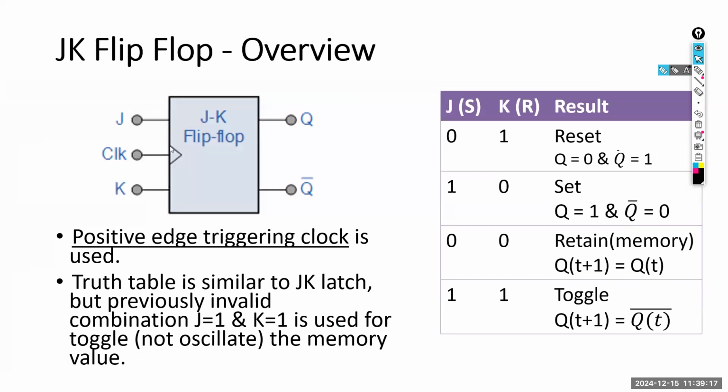So this is positive edge triggering. JK, Q and Q dash. This is JK flip-flop. Positive edge triggering JK flip-flop. Of course, the output is not going to change. But now 1-1 is toggling. It's not a race situation, right? It's a toggle. Toggle is not a bad thing. Toggle means 1 becomes 0. If already 0, 0 becomes 1.